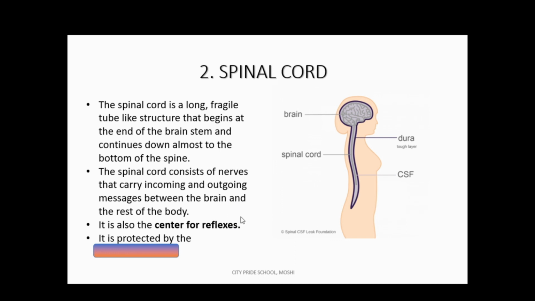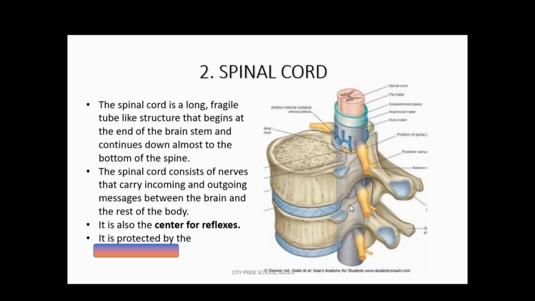You have already learned that the spinal cord, which is a very fragile structure, is protected by a part of the skeletal system which is known as the vertebral column, or the backbone, or the spine.